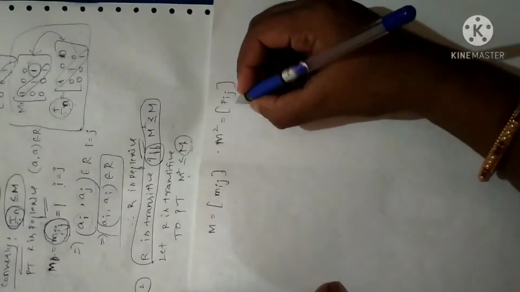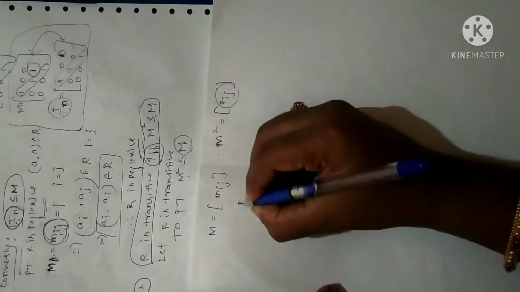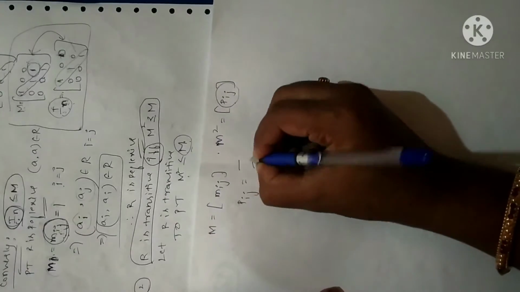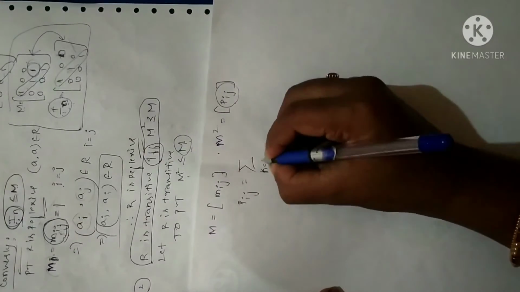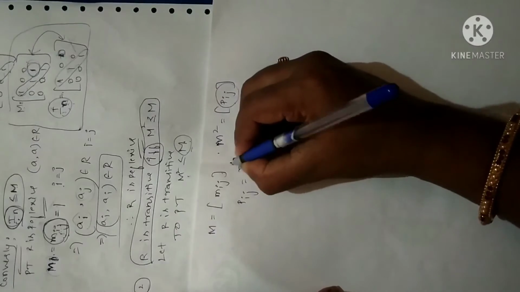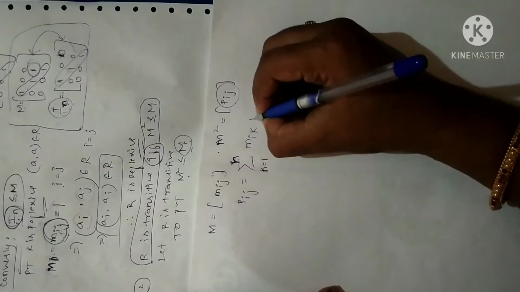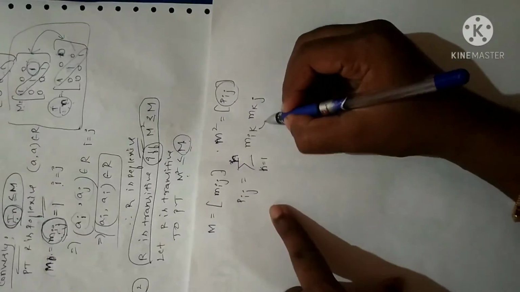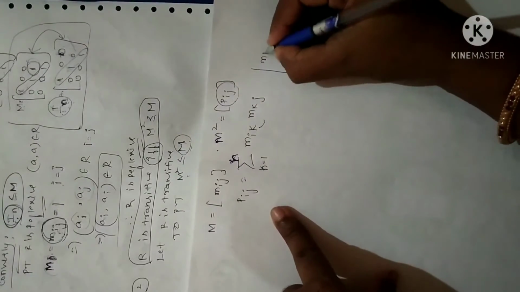Now I am going to use suffix notation. In the sense, the elements p_ij can be written as a sum over one suffix, k equal to 1 to n, of m_ik into m_kj. Shall we write like this? Why? Let me just tell you the suffix notation.